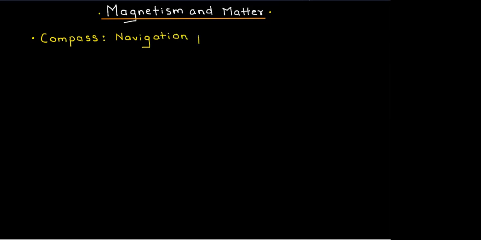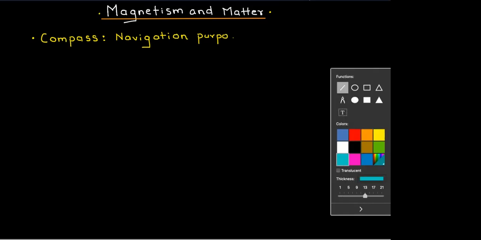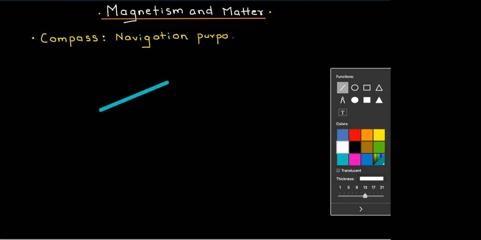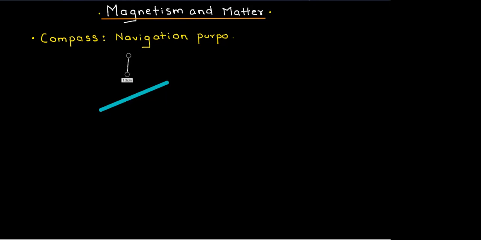Fine. So how people are using it for navigation purposes: it was found out very quickly that if you hang a piece of bar magnet with a thread like this, which enables the bar magnet to freely rotate, the bar magnet is free to rotate about this axis.